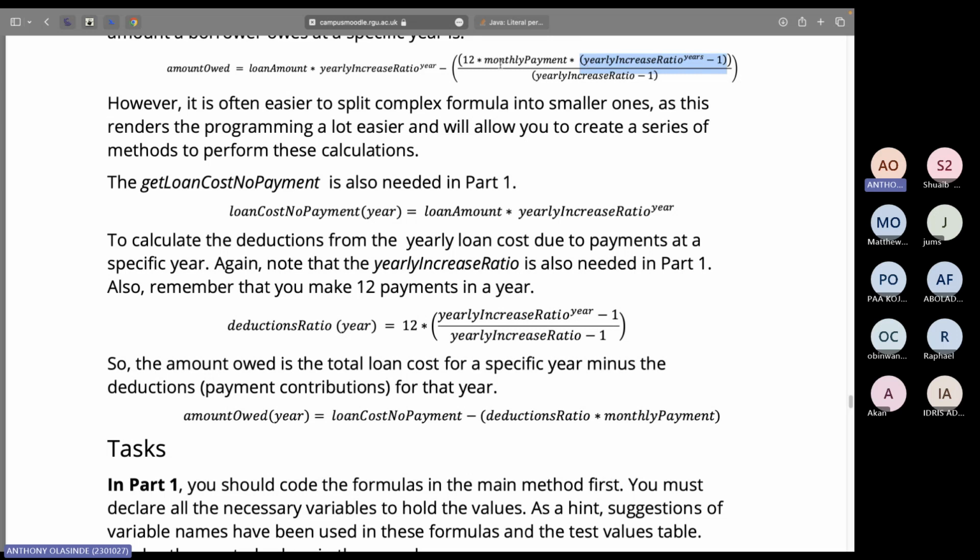Now, this mathematics, I don't know how to start explaining this actually. This over this is the same thing as saying 12 times monthly payment times this value over this value. I don't know if this is making sense. 12 times monthly payment times this small bracket over this small bracket is the same thing. Is it the same thing or not? Do we get that analysis?